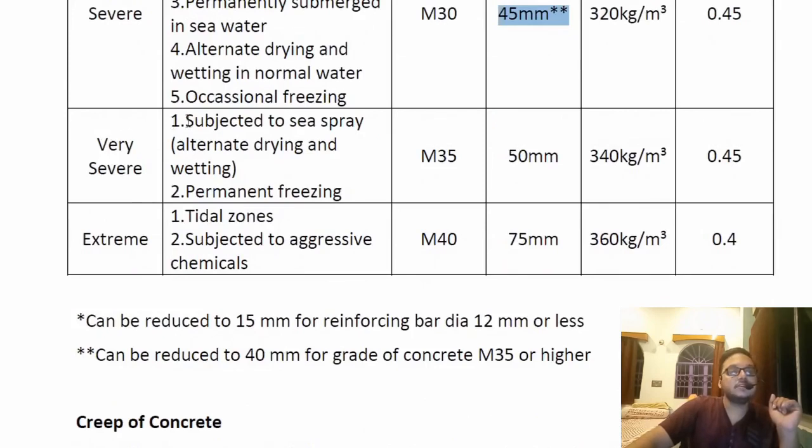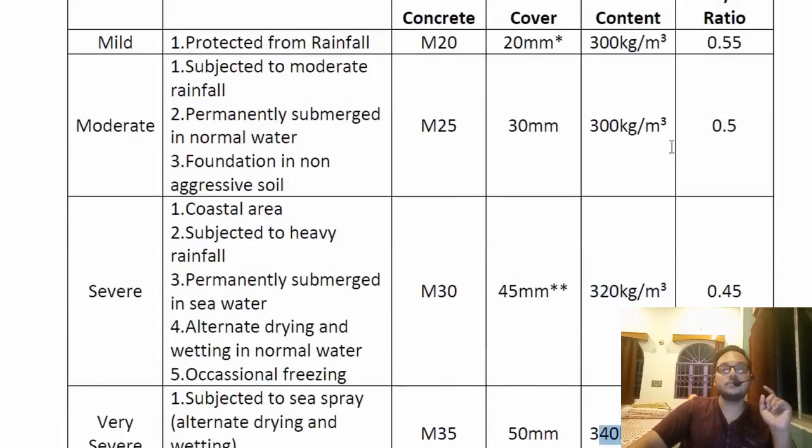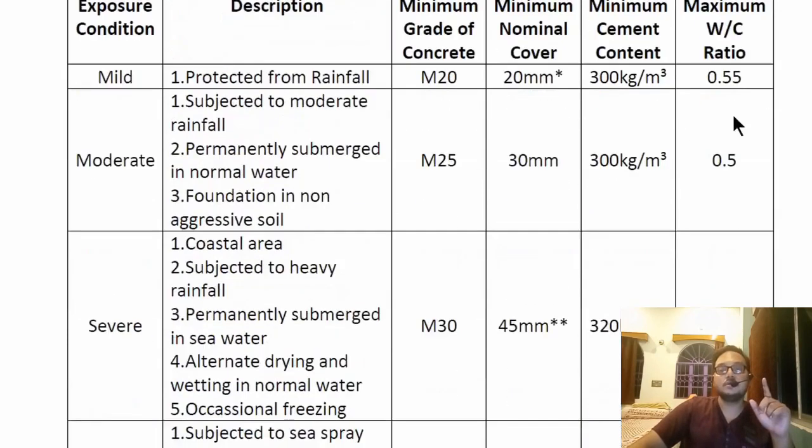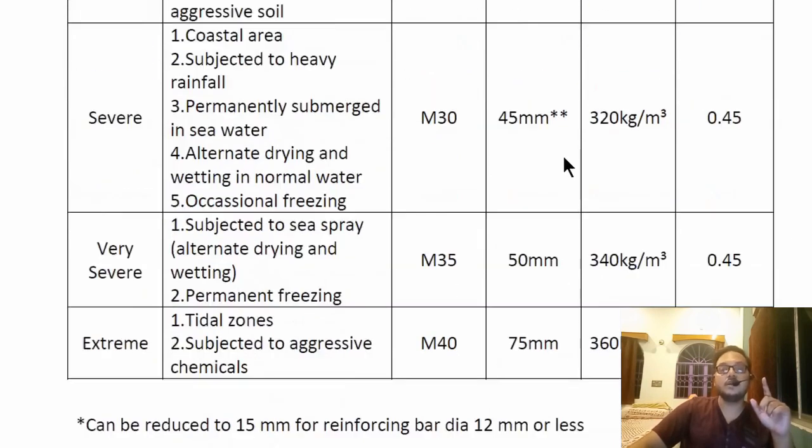Very severe conditions are those where it is subjected to sea spray, alternate drying and wetting, and permanent freezing. It will be exposed to some permanent freezing condition like in very cold areas. So M35 shall be the recommended grade of that concrete. 50 mm is the nominal cover, 340 kg per meter cube shall be the minimum cement content, and 0.45 is the maximum water to cement ratio.